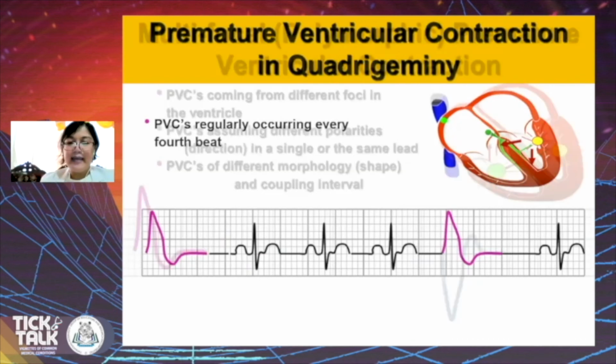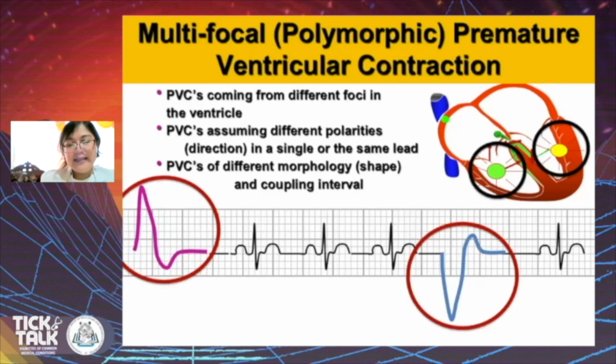Okay. Now, remember that sometimes it is not only one electrical impulse coming from one focus in the ventricle that may be seen in your ECG tracing. Sometimes there are certain PVCs that don't look the same. They may be of different polarities, different shape altogether, meaning it gives us an impression that there is actually more than one focus from the ventricle that's giving off this electrical impulse. So this is what we call polymorphic or multifocal premature ventricular contractions.